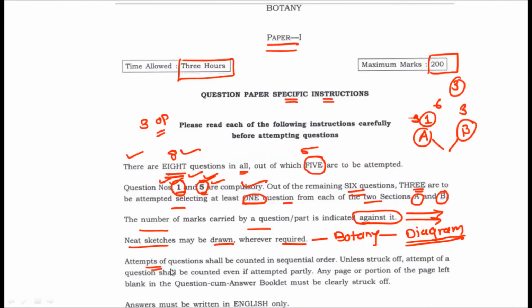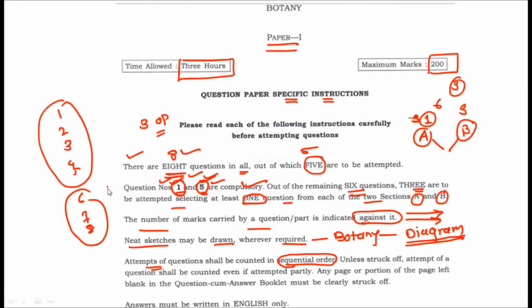Then, attempts of the questions shall be counted in sequential order. Now this is very important. The first 5 questions will be taken into consideration for the evaluation. So no matter if after the 5 questions you have attempted some more questions, these are not going to be evaluated. So you should carefully select which questions to answer and which questions not to. Alright. And the final instruction is that answers must be written in English only. That is, there is only one language to answer this question paper, that is English only.